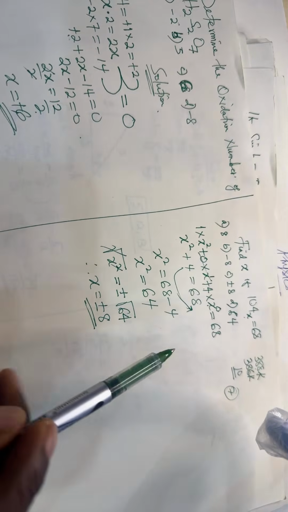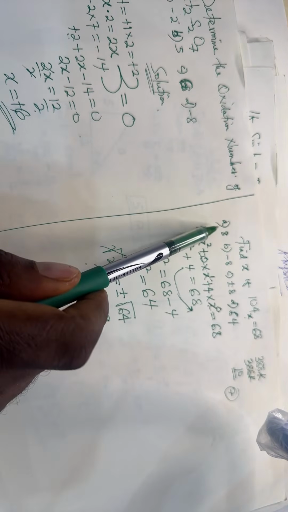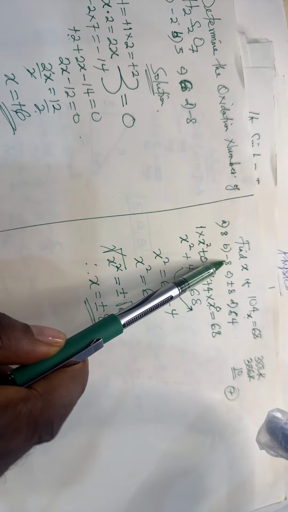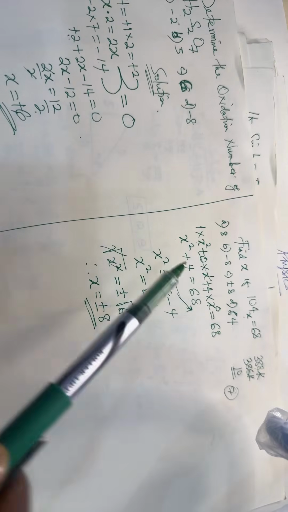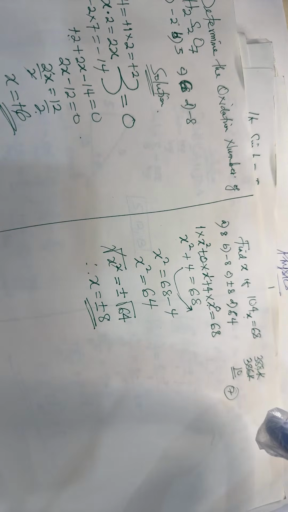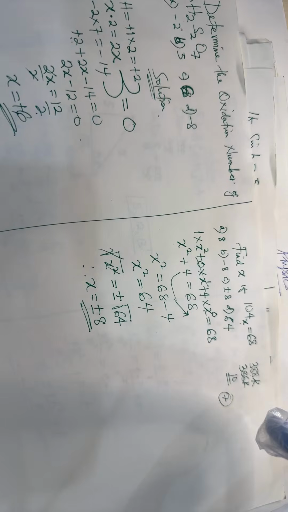So you can see plenty of people will get 8 for JAMB. Some will get minus 8 for JAMB. People might not even go here. Some will even leave it at 64. Even in the comment section, please say x equal to 8. There is a difference between plus or minus 8 and 8. JAMB will not pity you.